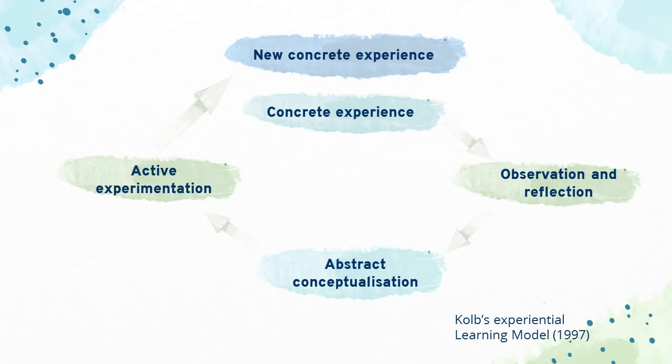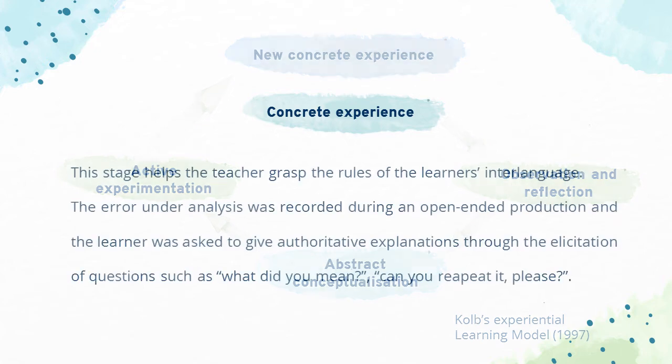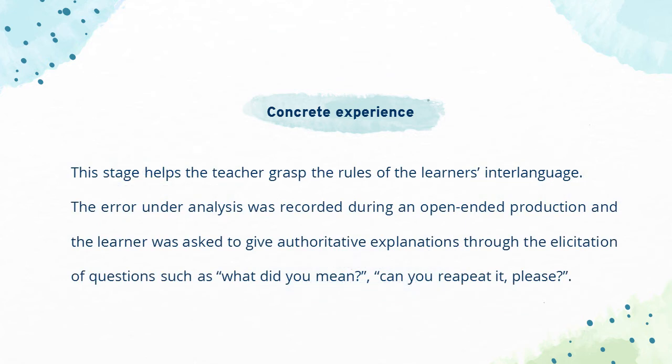Kolb's experiential learning model has 5 stages. Concrete experience. This stage helps the teacher grasp the rules of the learner's interlanguage. The error under analysis was recorded during an open-ended production, and the learner was asked to give authoritative explanations through the elicitation of questions such as, "What did you mean? Can you repeat it, please?"